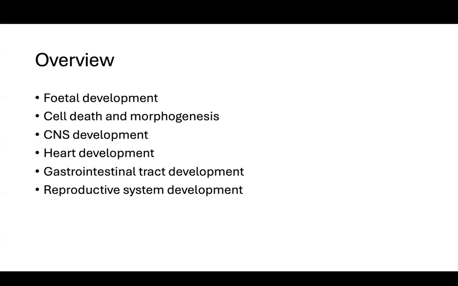In terms of an overview, there's obviously a lot more detail within the different systems, but broadly, we'll be covering fetal development, cell death, and apoptosis in terms of remodeling and structural fine-tuning of fetal development as well. The CNS development, heart, and GI tract and reproductive system. But obviously, there are also specific details on the urogenital system as well, which isn't being covered today.